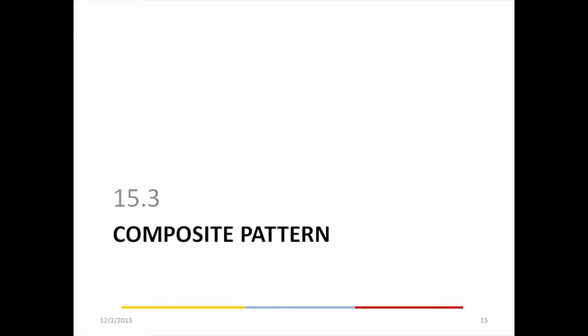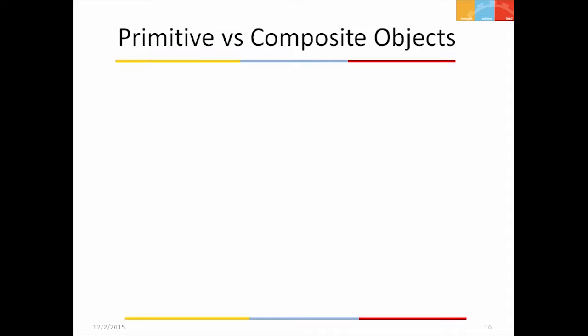Now, let's look at another important pattern called the composite pattern. So to understand composite pattern or composite objects, let's first understand what is primitive and what is composite. So let's try to understand from the real world. Basically, primitive objects are atomic objects which cannot be broken up any further, but they also form the basic building block using which another object can be created.